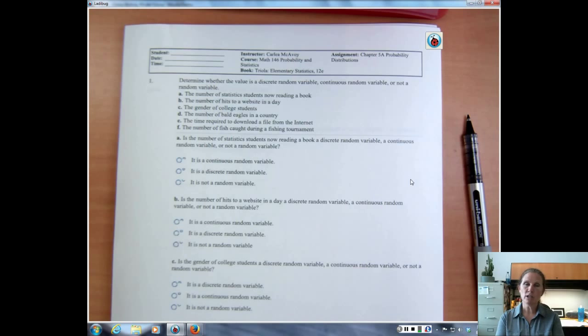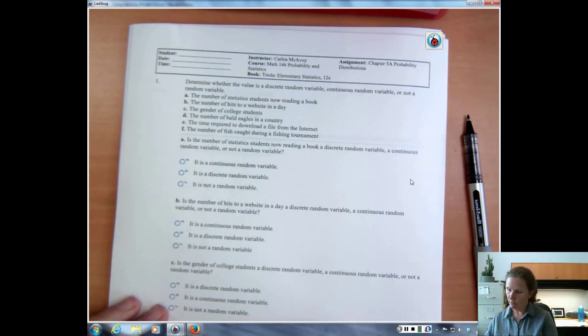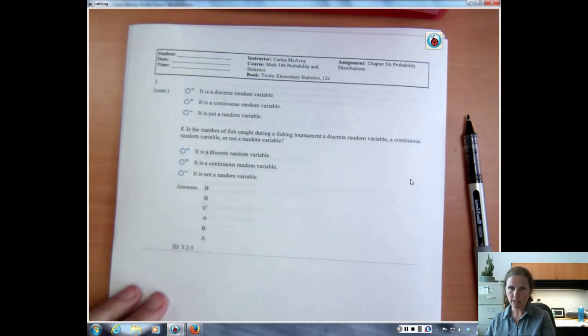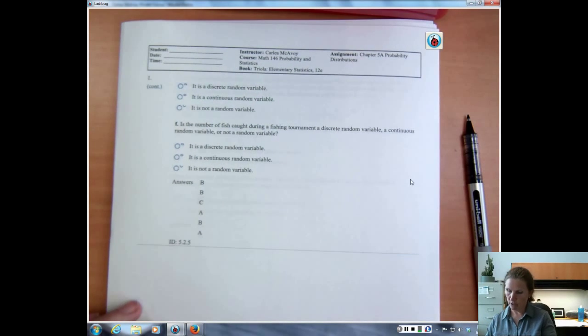And the ones that aren't either are something that's not a number, like what's your favorite pie. That's a category, a categorical variable, but it's not discrete or continuous. So I'll let you work through that problem on your own. That's 5.2.5, by the way.